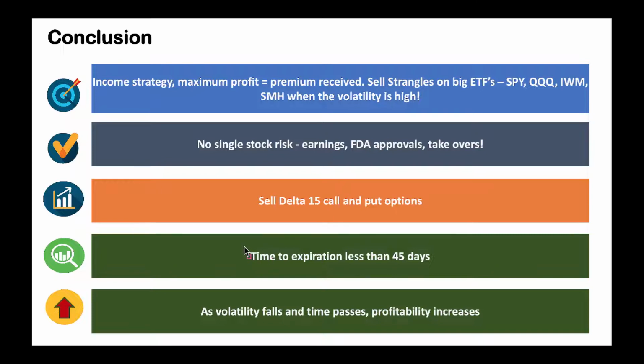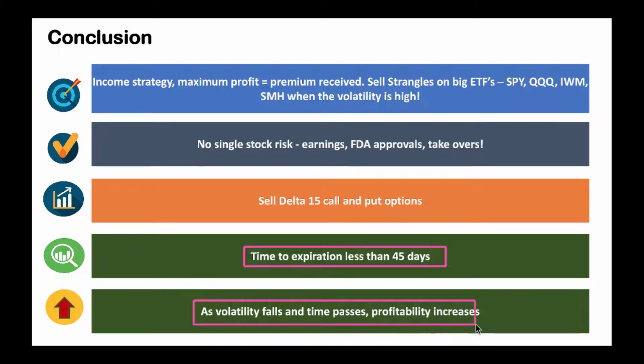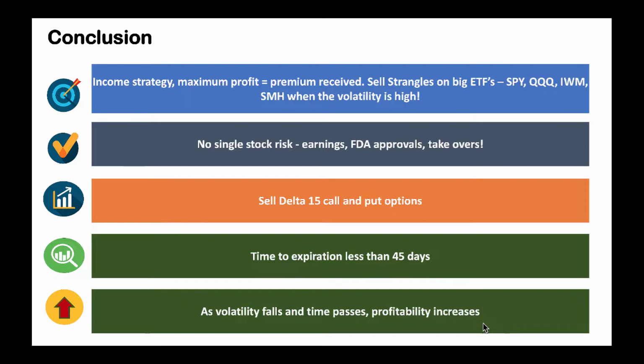And make sure time to expiration is around 45 days. We sold at 46 days, which is okay. It could go up to 50 days, but don't go above 50 days. As the volatility falls and time passes, your probability of profitability increases. That's one of the reasons I love this strategy. It's an income strategy.